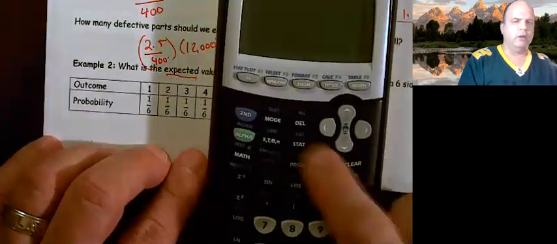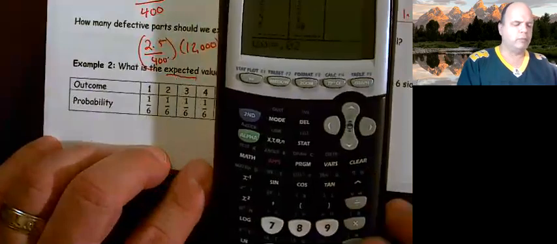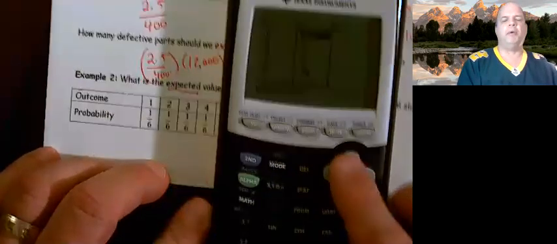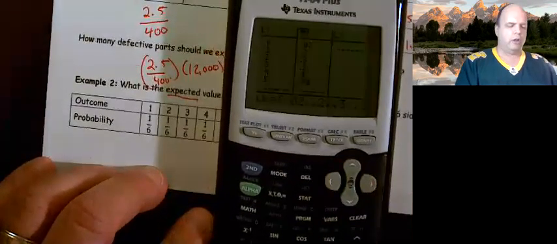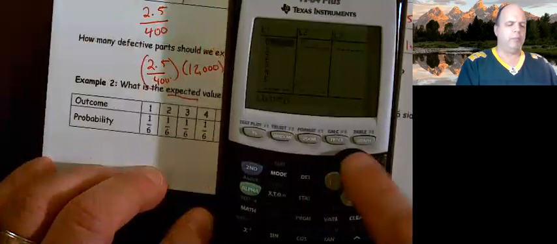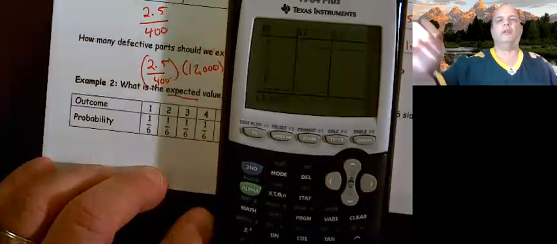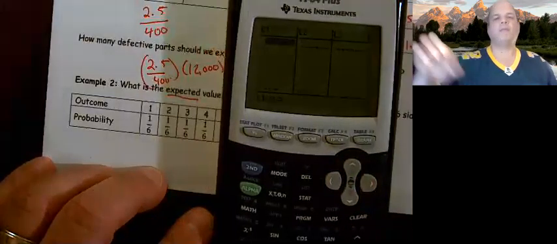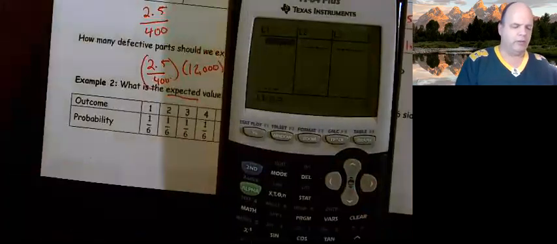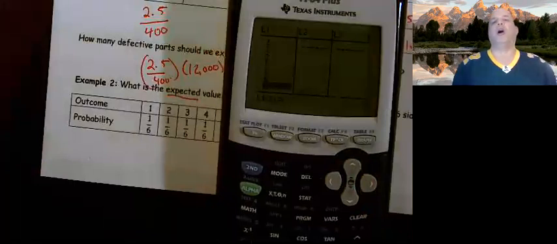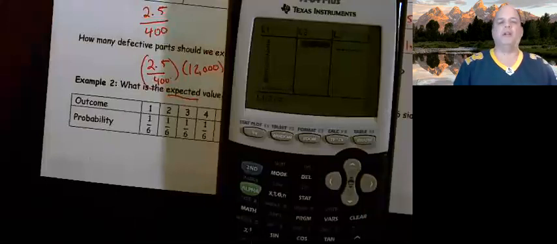So, stat, edit. I'm going to press the up arrow, then clear, and then enter. That clears that one out. Up arrow, clear, then enter. That clears that one out. I'm going to put my X's into L1. 1, enter, 2, enter, 3, enter, 4, enter, 5, enter, 6, enter. And by the way, always put your probabilities or your frequencies in L2. Just make that a habit.